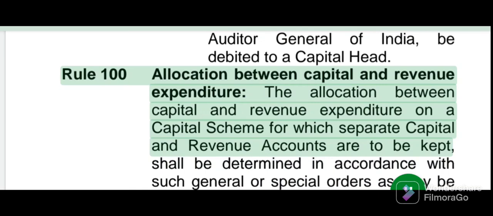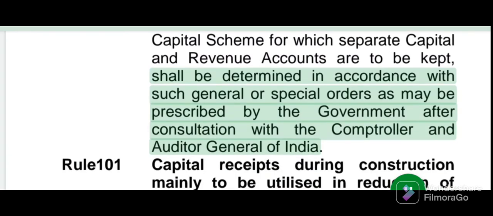The allocation between capital and revenue expenditure on a capital scheme for which separate capital and revenue accounts are to be kept shall be determined in accordance with such general or special orders as may be prescribed by the government after consultation with the Controller and Auditor General of India.